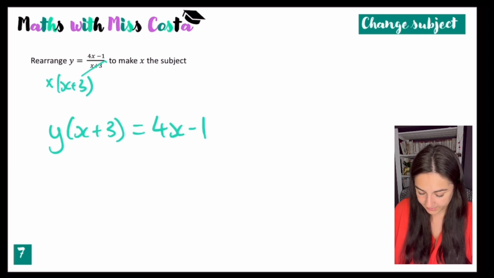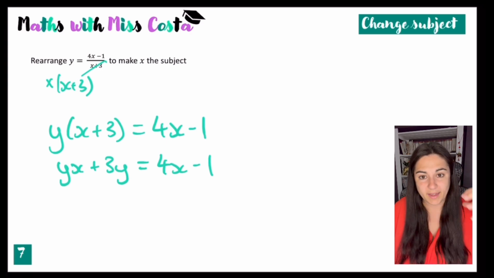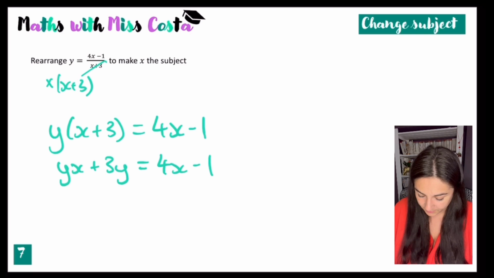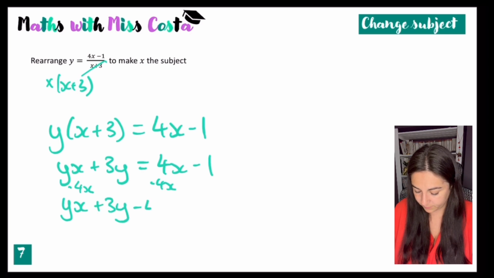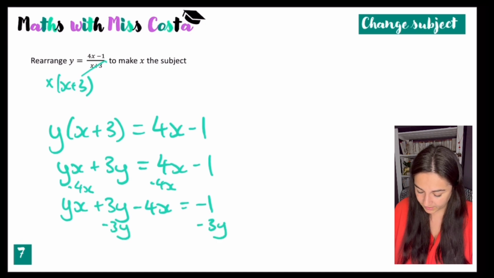Let's expand the brackets. So yx plus 3y equals 4x take 1. Now what can I do? Well, I want to make x the subject. So that means I want all of my x's to be on one side. So let's take 4x from both sides. So yx plus 3y take 4x equals negative 1. I obviously want to move the 3y to the other side because that's getting in the way. So do the inverse. So yx take 4x equals minus 1 take 3y.